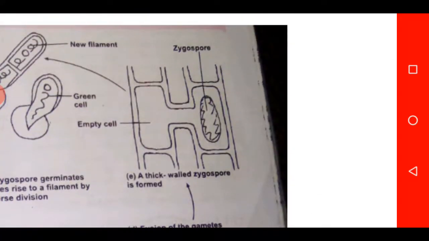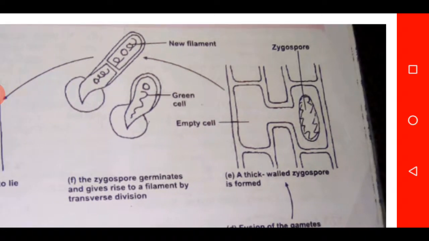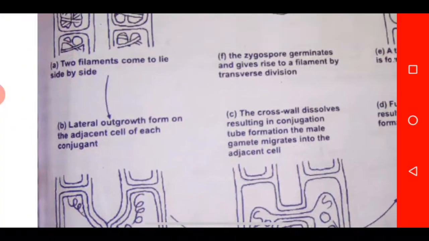formed. The zygote will have a very thick-walled zygospore, which is formed in the female conjugate. And this zygospore will later germinate and develop into a new filamentous organism. You can see the new filamentous organism that germinates or arises from the development of zygote or zygospore. So at this point in time, a new organism has been formed through conjugation.